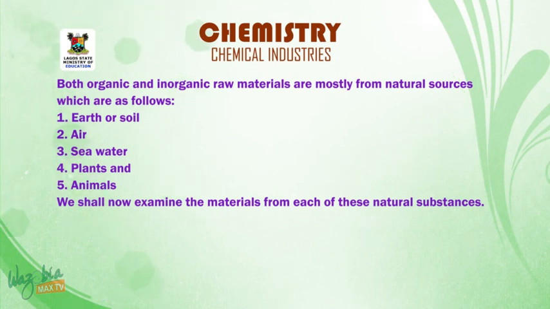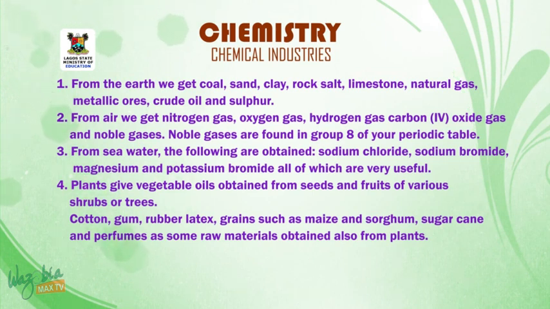1. Earth or soil. 2. Air. 3. Seawater. 4. Plants. And 5. Animals. We shall now examine the materials from each of these natural substances. 1. From the earth, we get coal, sand, clay, rock salt, limestone, natural gas, metallic ores, crude oil, and sulfur. 2. From air, we get nitrogen gas, oxygen gas, hydrogen gas, carbon dioxide gas, and noble gases.